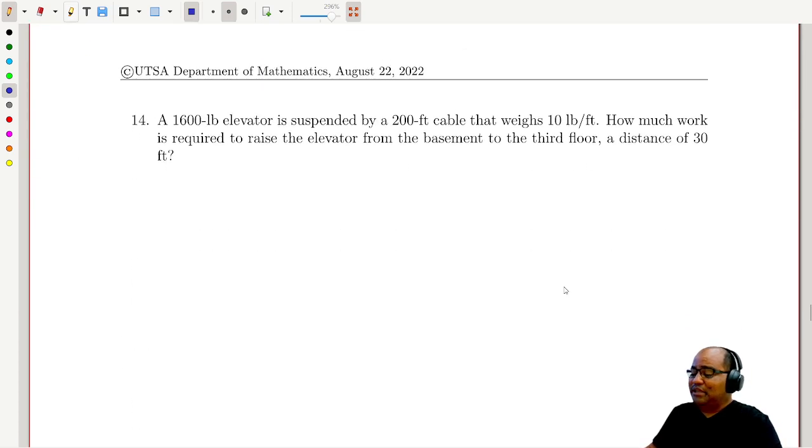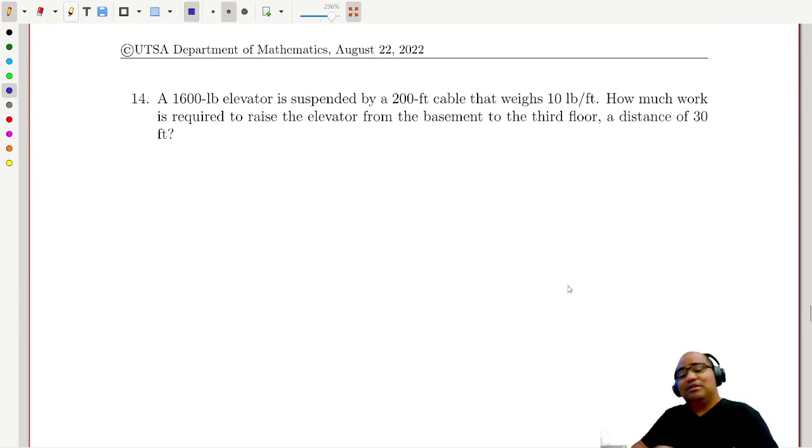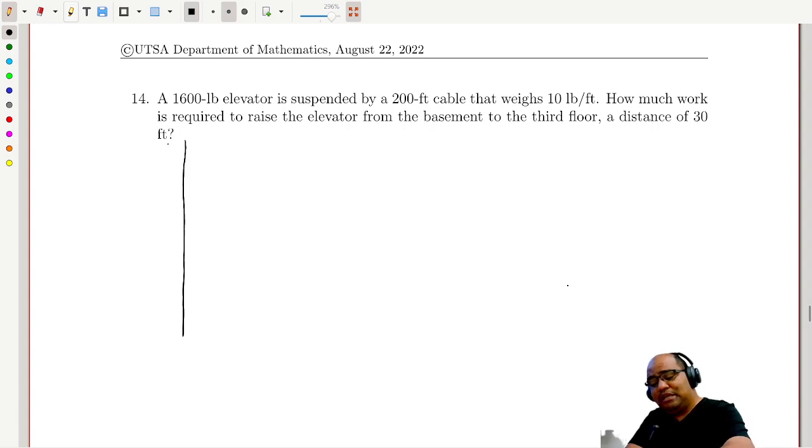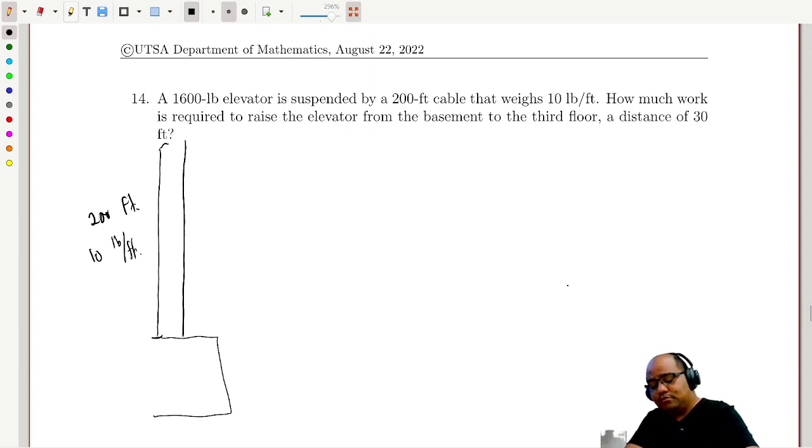Same principles at play here. So in this situation now, we have an elevator, and it's suspended by a 200-foot cable. So this is my cable here. This is 200 feet of cable. And we know that the weight of the cable is 10 pounds per foot. So get the units in the right place. So 10 pounds per foot. And this elevator weighs 1,600 pounds.